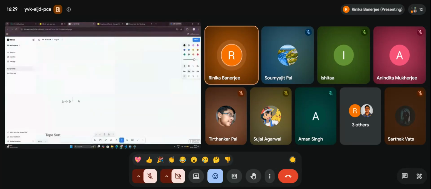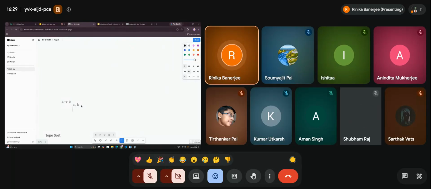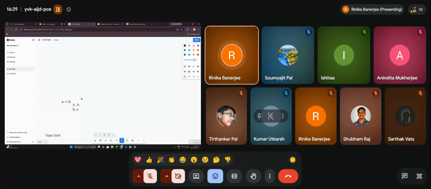So here basically, if we write a sequence of nodes, A comma B, we can see that in this sequence A comes before B. Why? Because the edge is from A to B. Therefore, A must come before B. So we cannot have a topological sorting sequence like B comma A. No, because there is a directed edge from A to B. That means A must come before B. B can't come before A. So this is a wrong sequence. The second one is wrong. The first one is correct.